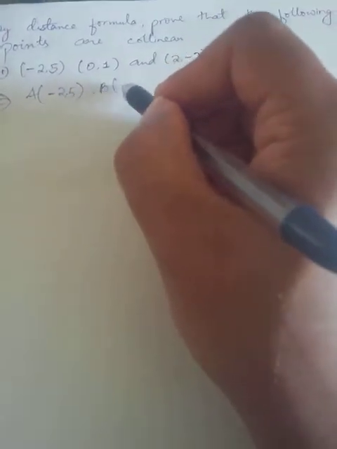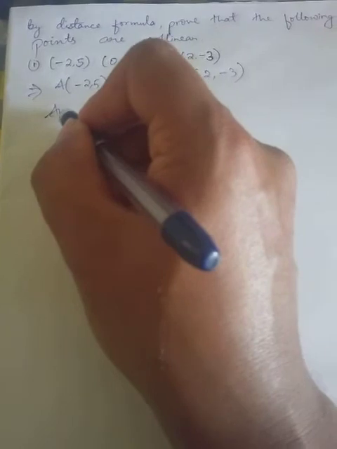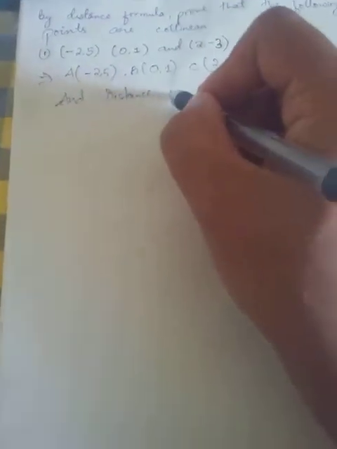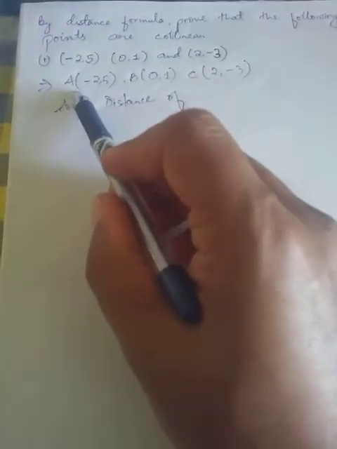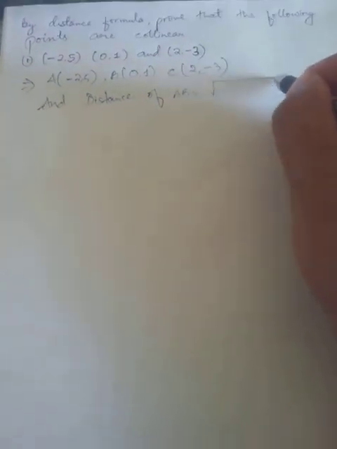So point A, let's say it is minus 2 comma 5, and then point B is 0 comma 1, and C is 2 comma minus 3. Now the distance of 2 points first. What points should we take? We'll take first the points A and B. The distance of AB.